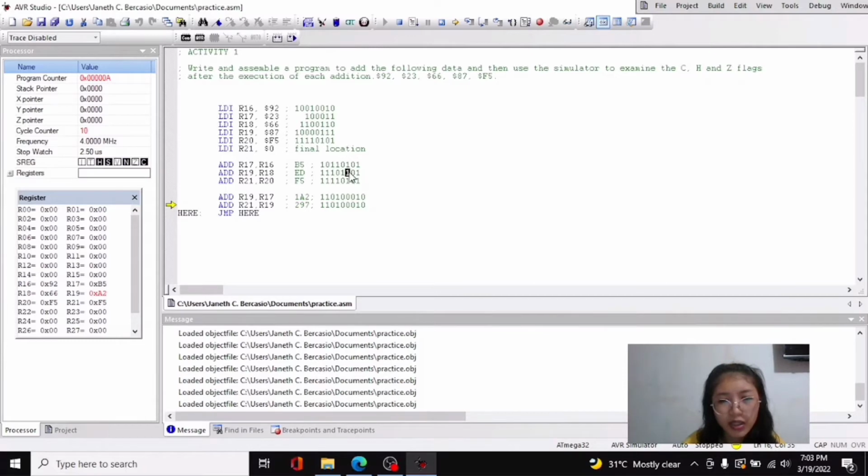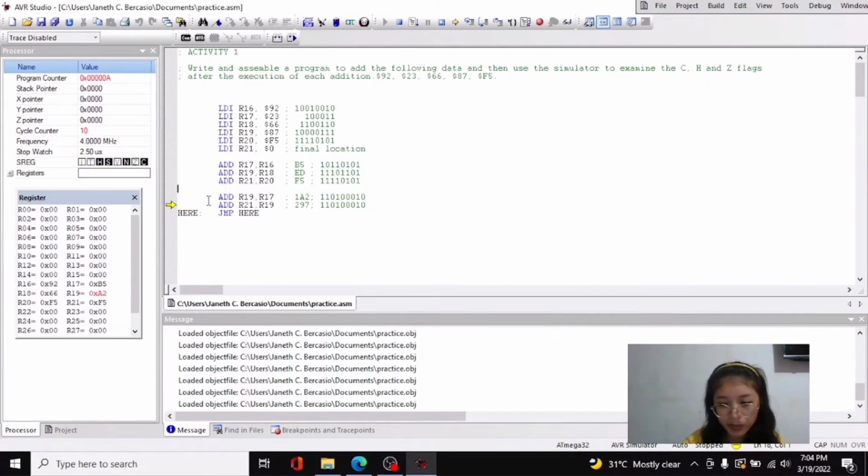C is equal to 1 because adding R19 and R17, looking at the D7 bit, this one, 1 plus 1 is 0, carry 1. So there will be a carry coming from our 7th bit. For the Z flag, it is equal to 0 since the sum of adding those numbers does not equate to 0. So it didn't turn to black.